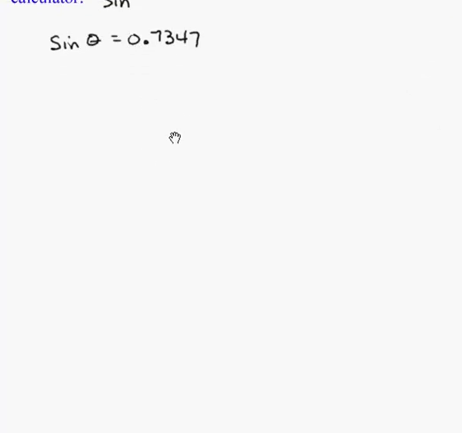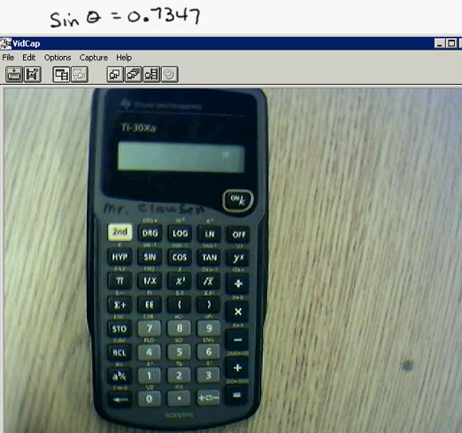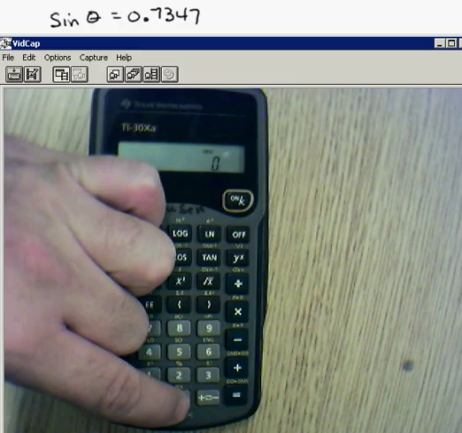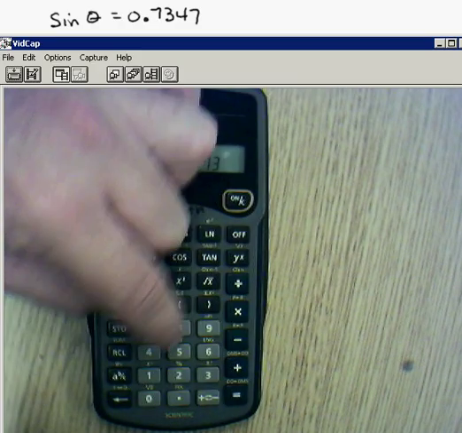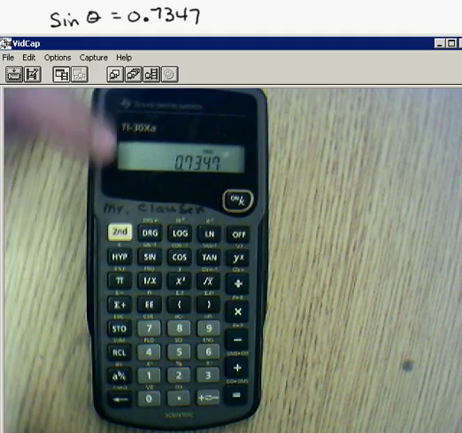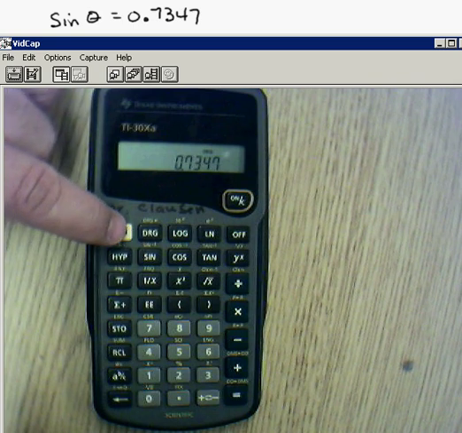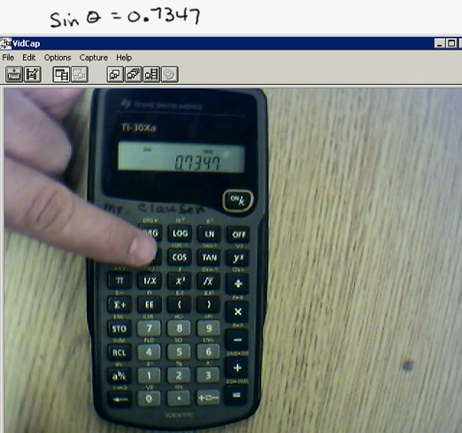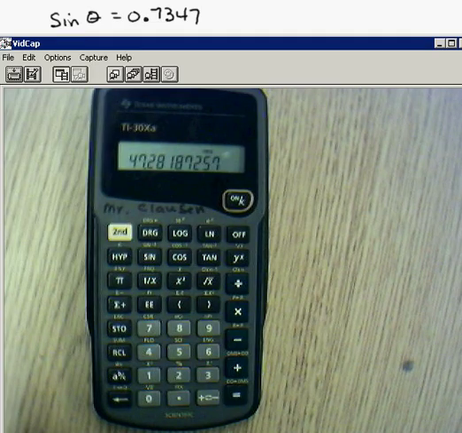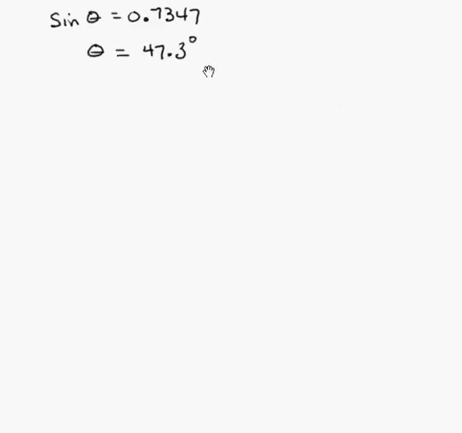So we're going to start out by saying the sine of theta is 0.7347. So we're going to take our trusty calculators. We're going to type in 0.7347. And before we hit the sine button, since inverse sine is in yellow, we have to hit this second function button. Then we can hit the sine button. And that's our answer in decimal degrees, not degrees, minutes, seconds, but decimal degrees. 47.28187257.